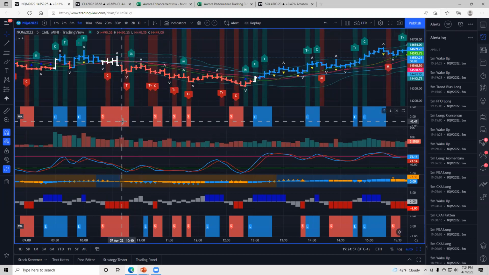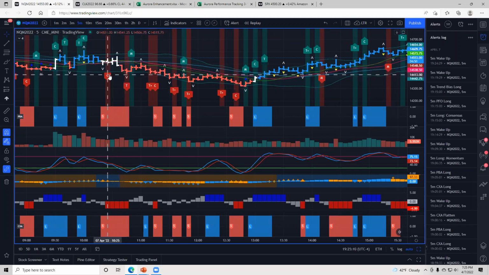A 4A entry would be if you have PFO, CXA, PBA, and price bar color alignment. So you might have a situation, I don't think it happened in this one. Let me just see here, 5:21. Oh yes, certainly it did.